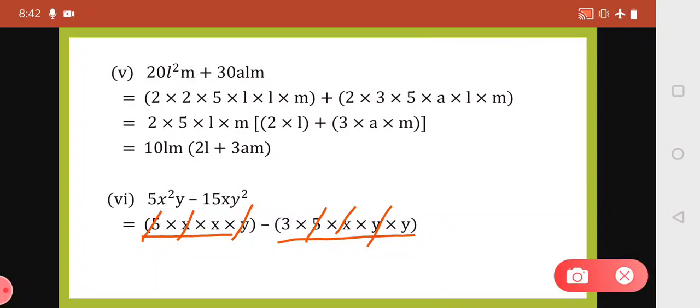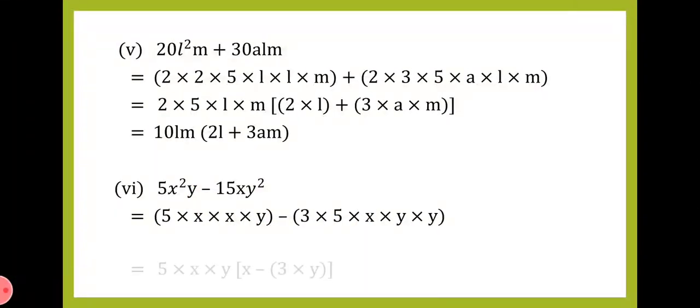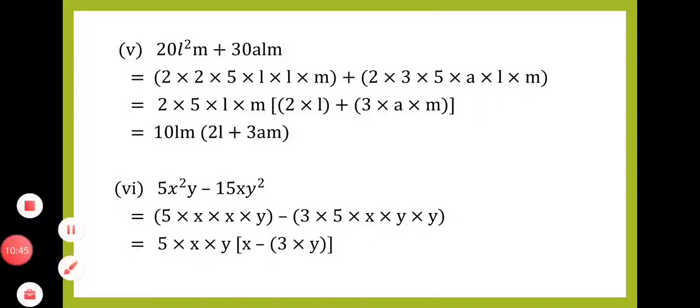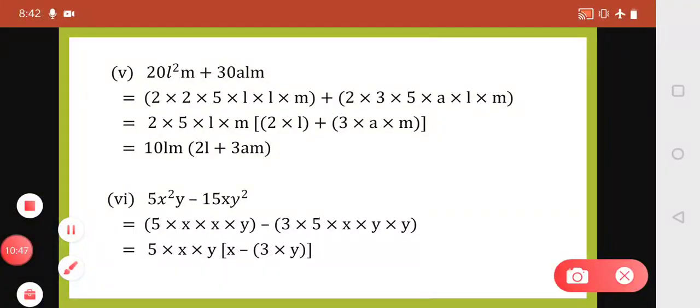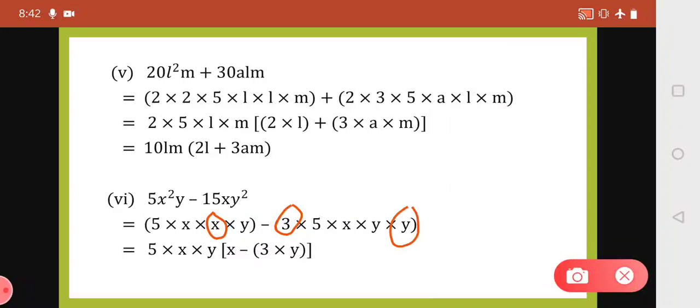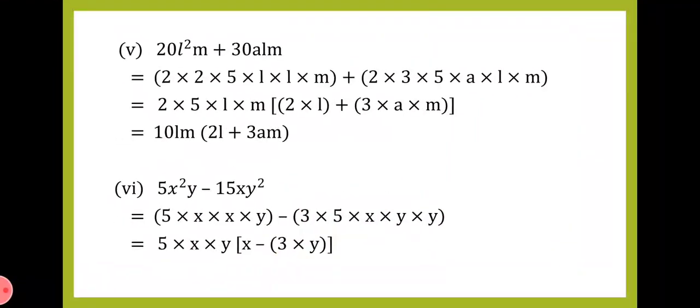So we take out the same factors outside, that is 5 into x into y into x minus 3 into y, because in the first bracket only x will be left and in the second bracket you will be left with 3 into y. So solving further we will get 5xy into x minus 3y. Next question number 7.